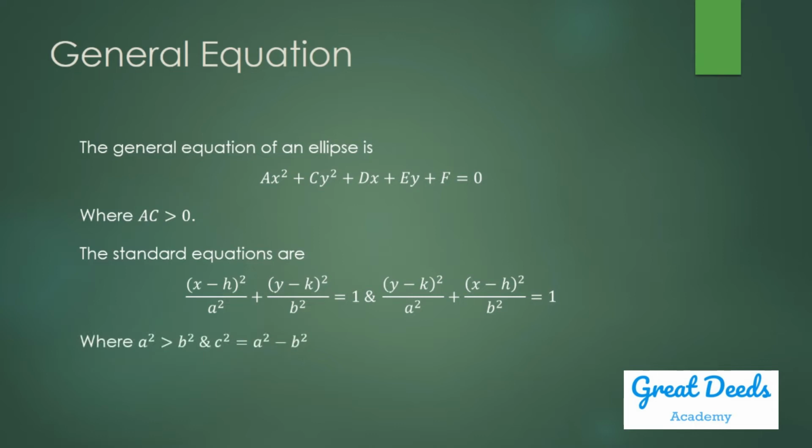Here, a squared is always larger than b squared. When a squared appears under x, that means your principal axis is horizontal. This is your principal axis. If the larger denominator, a squared, appears under y, that means your principal axis is vertical.